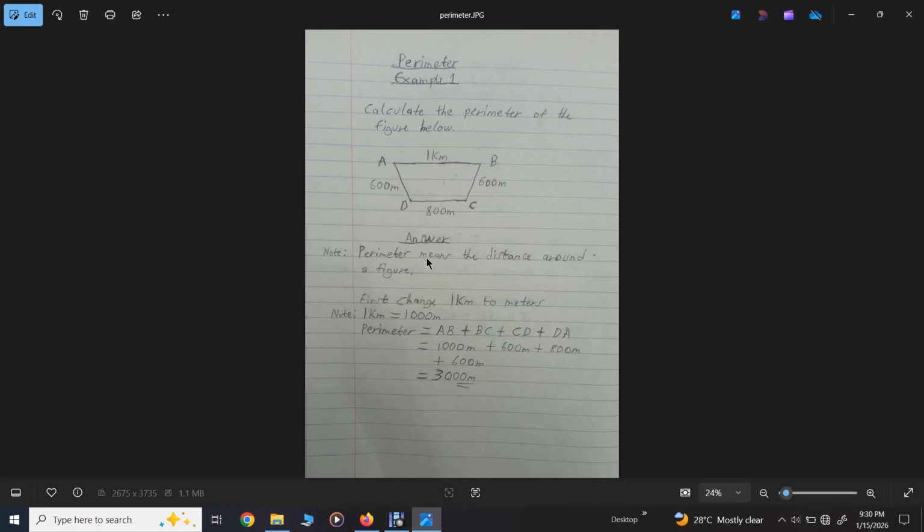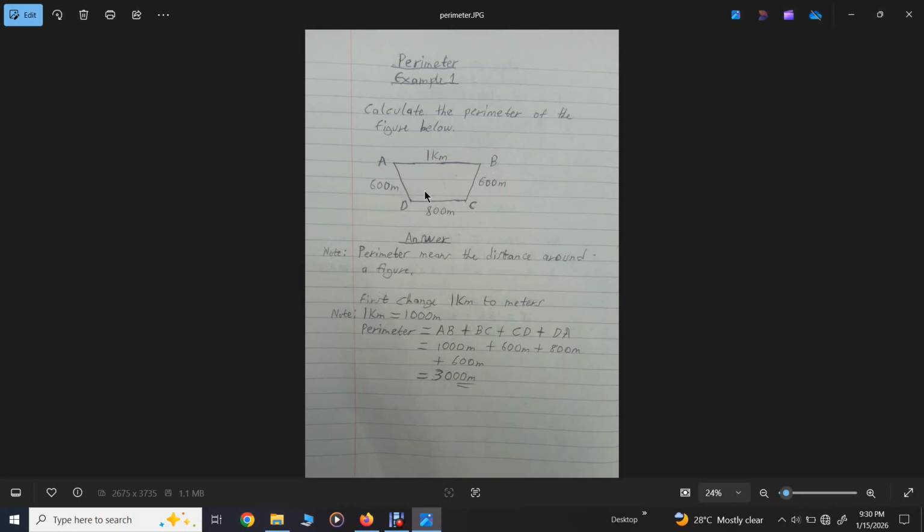Note this. Whenever you see a perimeter, it means going around the figure, like running around a field. That's the meaning of perimeter. Keep it in your head.